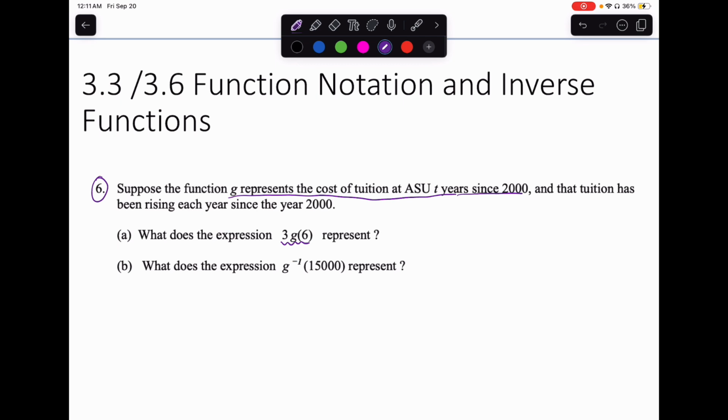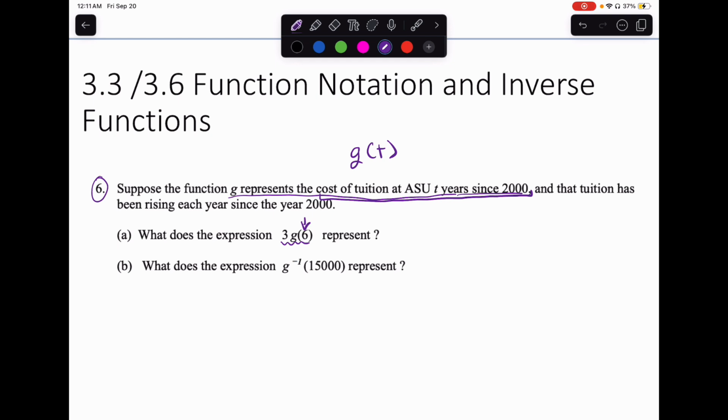So right off the bat, it says g represents the cost of tuition at ASU t years since 2000. To represent that using function notation, we would say g of t, where t is our years since 2000, and g of t is going to be the cost of tuition at ASU t years since 2000. So, based on what we've talked about before, we have to ask, okay, well, what is g of 6?